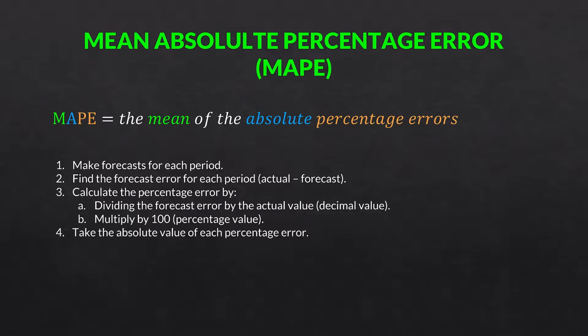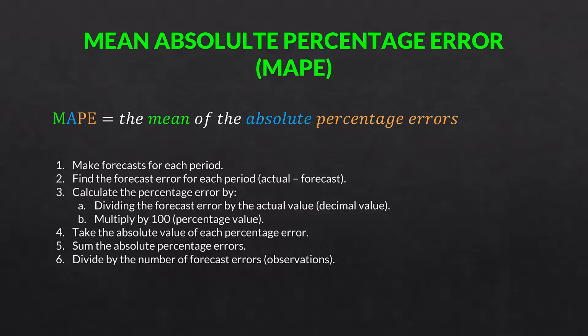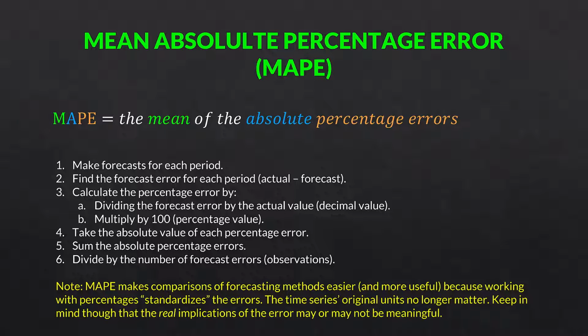Take the absolute value of each percentage error, sum the absolute percentage errors, and divide by the number of forecast errors or observations. That's just taking the mean. Important note here, MAPE makes comparisons of forecasting methods easier and more useful because working with percentages standardizes the errors.